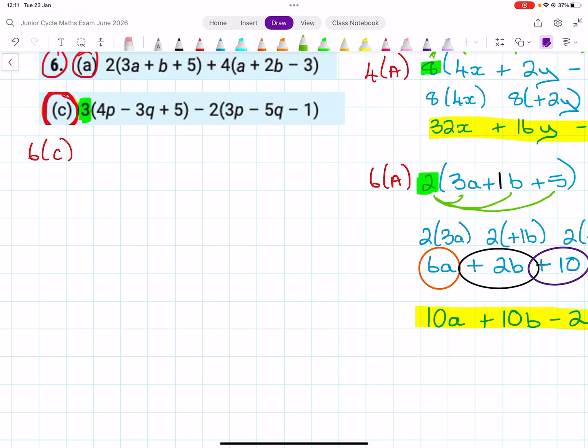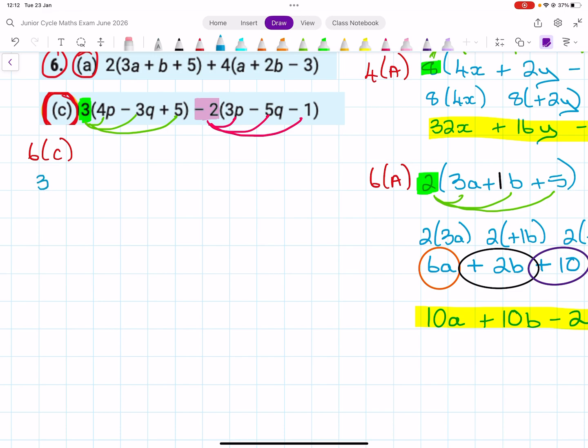So I'm going to multiply the 3 with each thing in that bracket. And then I'm going to multiply the minus 2 with each thing in its bracket. My P's and Q's all have numbers, so I don't have any invisible maths. So I can just set up my multiplications.